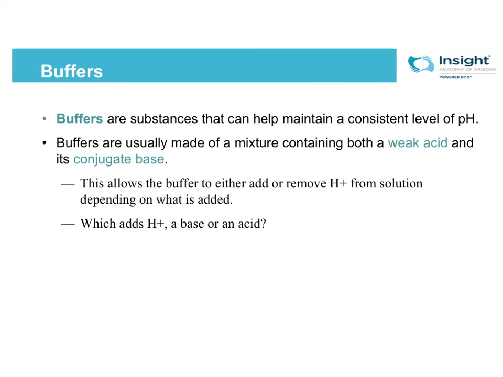This is important to know, the two things that go into this. It's going to be a weak acid and its conjugate base. That means that we have both an acid and a base available to either remove H pluses or add them in based on what we add to our solution. So we've got a weak acid and a conjugate base. Which is going to be the part adding the H plus, the conjugate base or the weak acid? This is just remembering your basic definitions of acids and bases.